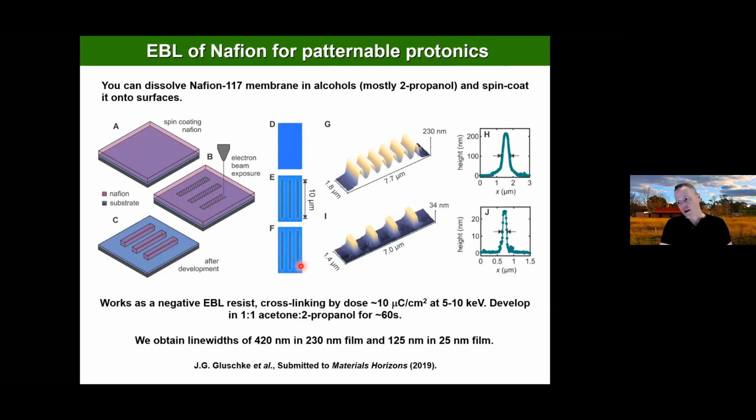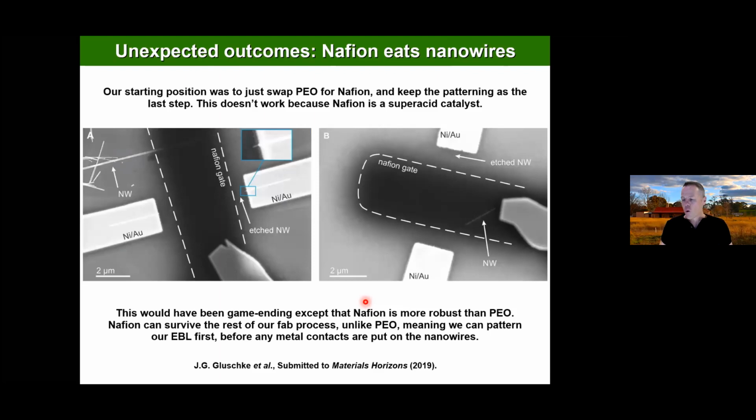Again, we get quite nice line widths for this material. So you can see we can make structures of order length 10 microns, with line widths down to hundreds of nanometers or so, depending on how thick the film is. And we can make these in such a way that we can have separate stripes in rows that are essentially ionically isolated from one another. One of the things that I will warn about with Nafion, and we didn't expect it to happen when we found it, is that Nafion eats nanowires.